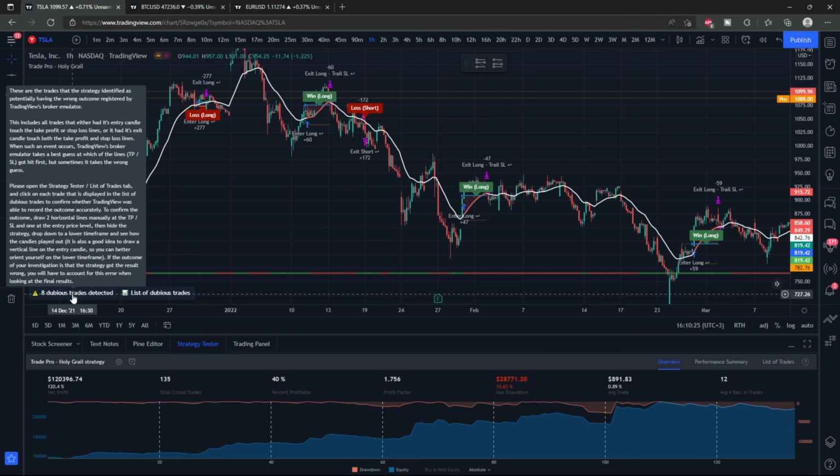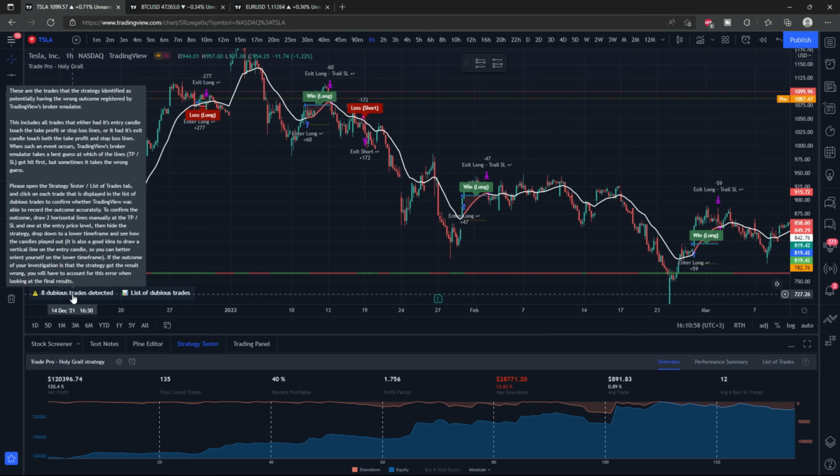Please open the strategy tester or list of trades tab and click on each trade that is displayed in the list of dubious trades to confirm whether TradingView was able to record the outcome accurately. To confirm the outcome, draw 2 horizontal lines manually at the take profit / stop loss and 1 at the entry price level. Then hide the strategy, drop down to a lower time frame, and see how the candles played out in reality. It is also a good idea to draw a vertical line on the entry candle so you can better orient yourself on the lower time frame.